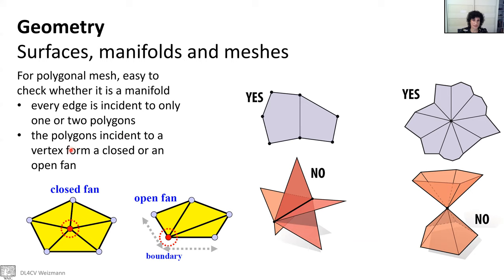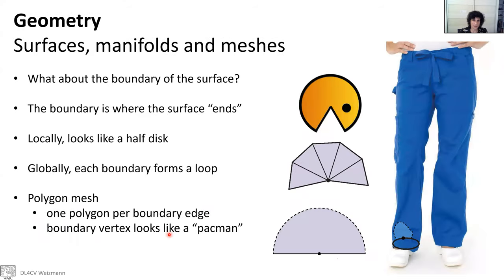Okay, the polygons incident to a vertex form a fan like this, closed or open like this. This is a fan. Here we don't have a fan. This is not a manifold. Here we are close to the boundary, so we have an open fan. So near the boundary, we have to take care and ask ourselves what exactly a boundary is.